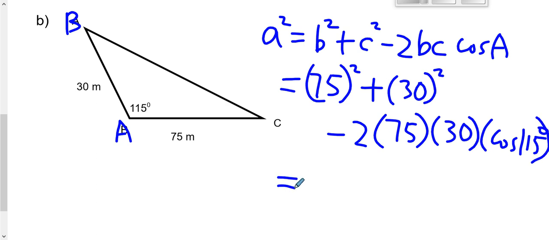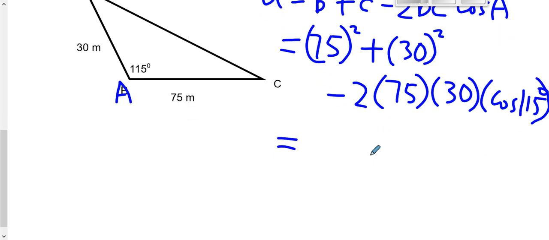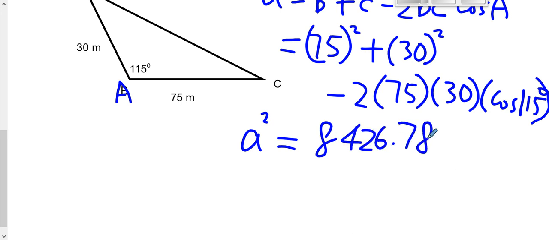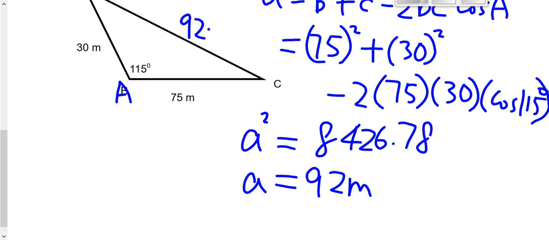Okay, so quickly plug all this in to your calculator, then you'll see that A squared is 8,426.78. So again, take the square root on both sides. So that would give you, in this case, if you round it to the nearest whole number, because these are all whole numbers, your answer would be 92. In this case, the lengths are measured in meters, so 92 meters. Done.